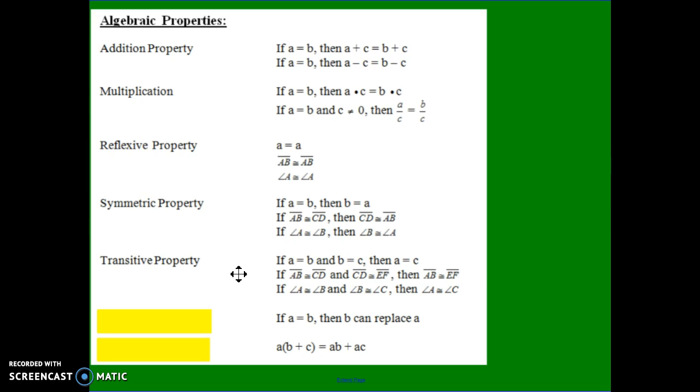The next one, if A equals B, then B can replace A. We use that a lot too. It's called the substitution property. And then this last one, distributive. You distribute the A to everything inside the parentheses. So you end up multiplying A times B and A times C. That's the distributive property. You've seen that before.